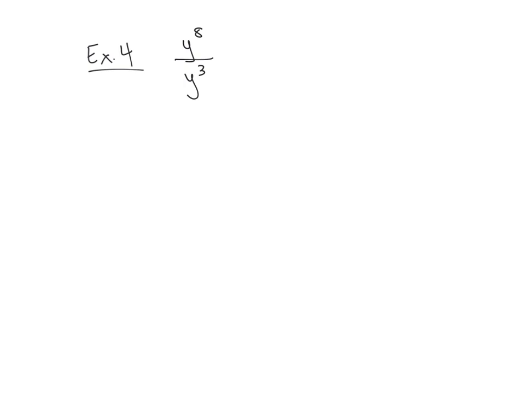Alright, let's take a look at example 4. The tougher part about this section actually is not doing any of the rules. All of the rules were pretty straightforward. It's just remembering what to do. So let's take a look at y to the 8 divided by y to the third. And on this one we have to figure out, do I add the exponents, do I subtract the exponents, do I multiply the exponents? So figure out which one you would do here, calculate it out, and enter your answer when you're ready.